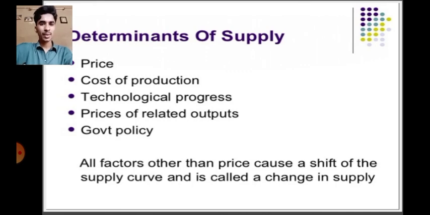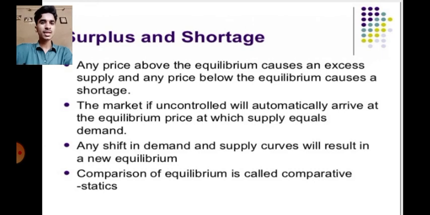Determinants of supply: price, cost of production, technological progress, prices of related outputs, government policy. All factors other than price cause a shift of the supply curve and is called a change in supply. Surplus and shortage. Any price above equilibrium causes an excess supply and any price below the equilibrium causes a shortage. The market, if uncontrolled, will automatically arrive at the equilibrium price at which supply equals demand.